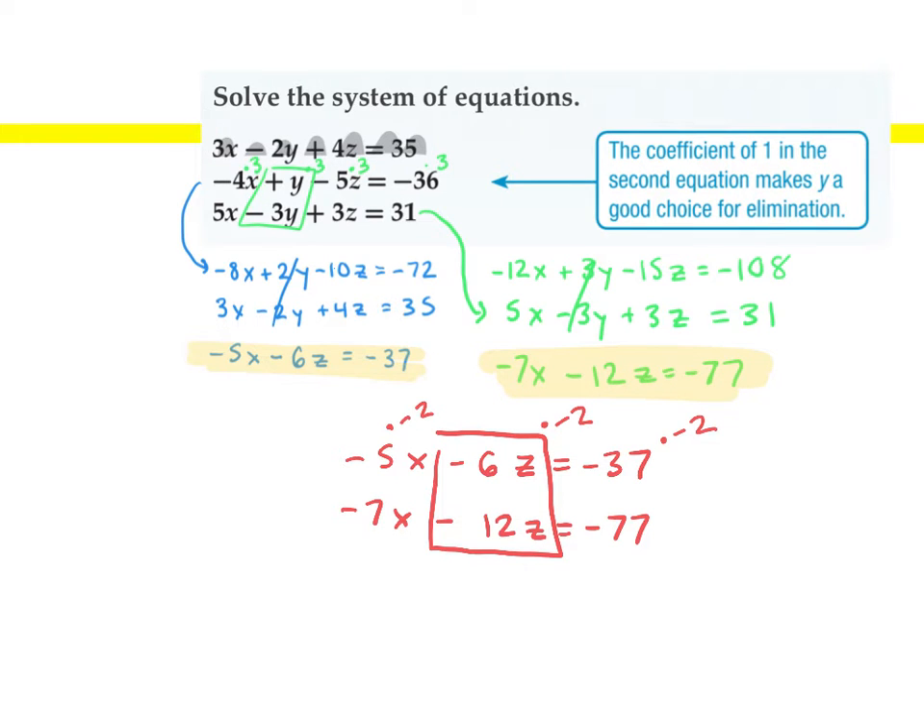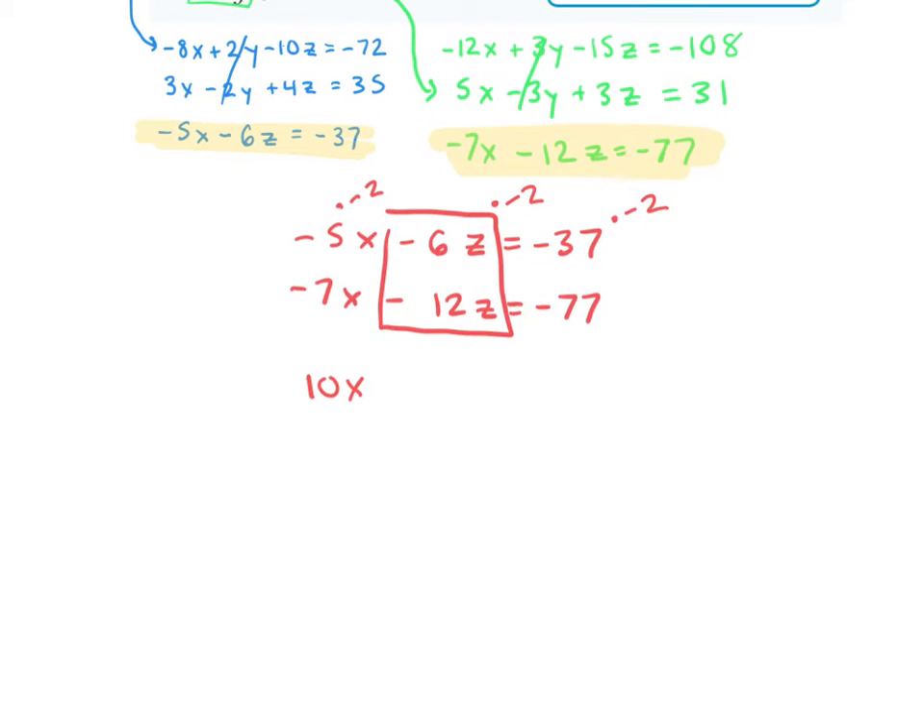So negative 5x times negative 2? 10x. Negative 6z times negative 2? Positive 12z. And then negative 37 times negative 2? Positive 74.